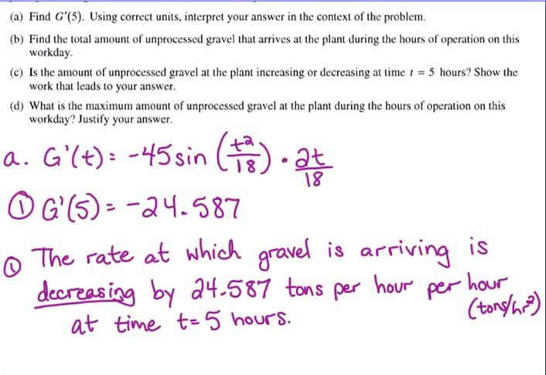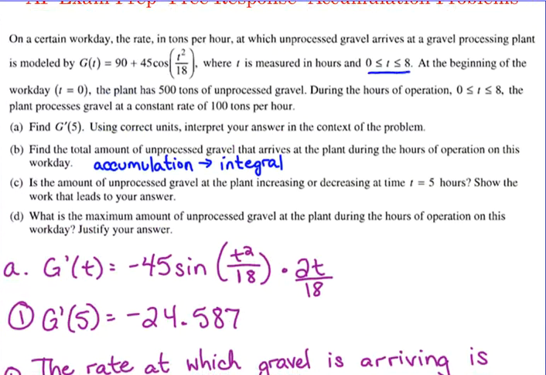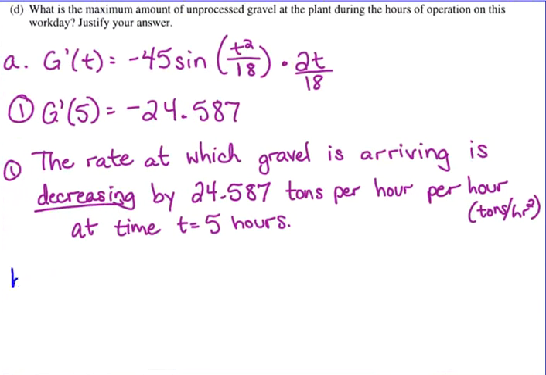Okay, let's look at B. It says find the total amount. Total amount, you should be thinking accumulation. Anytime you see accumulation, you should be thinking integral. Find the total amount of unprocessed gravel that arrives at the plant during the hours of operation on this workday. So let's find out. Our hours of operation are 0 to 8. I know that we can jump straight to the calculator, but you should always set it up.